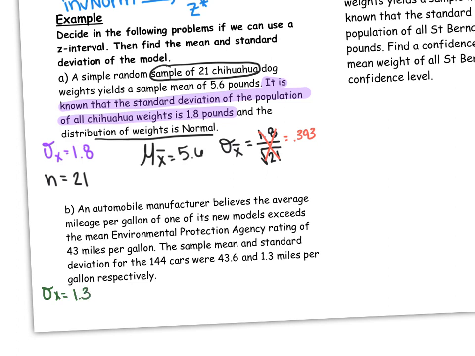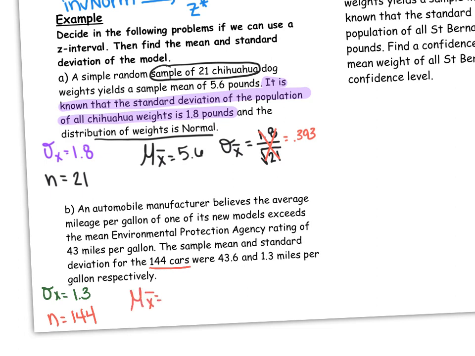Do we have a sample? What's our sample size? The sample mean and standard deviation for the 144 cars. So your n is equal to what number? 144. What's significant about that number? It's bigger than what number? 30.